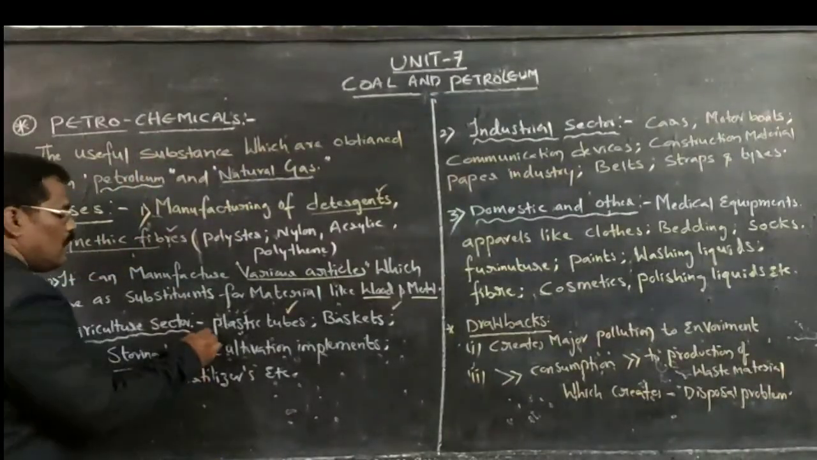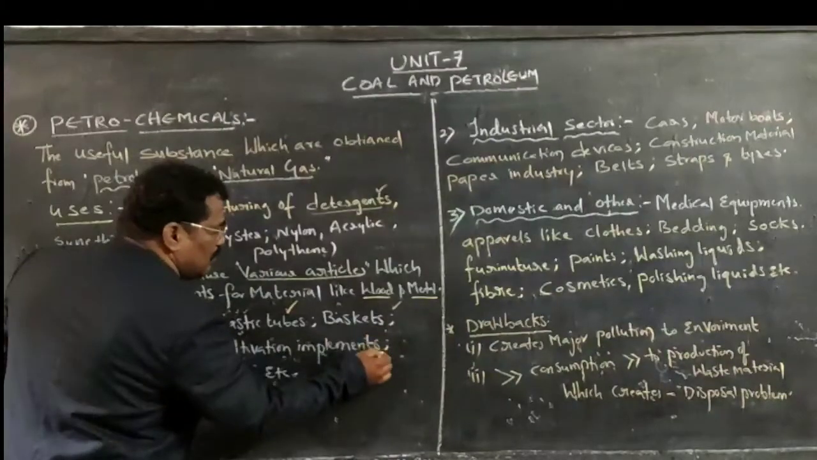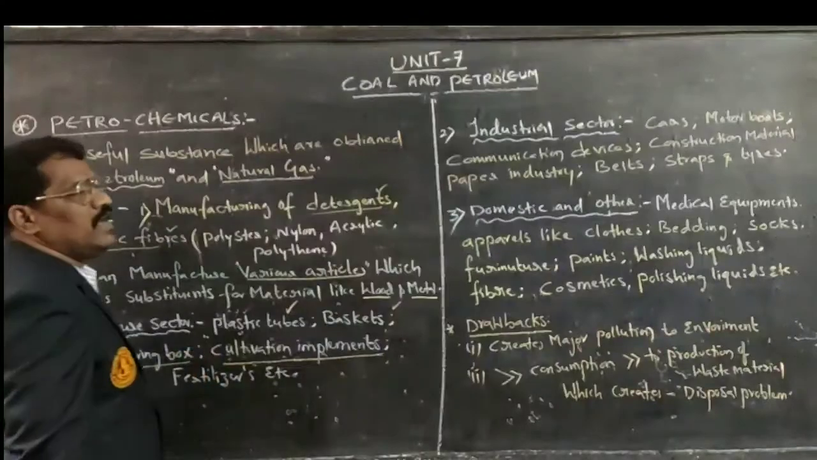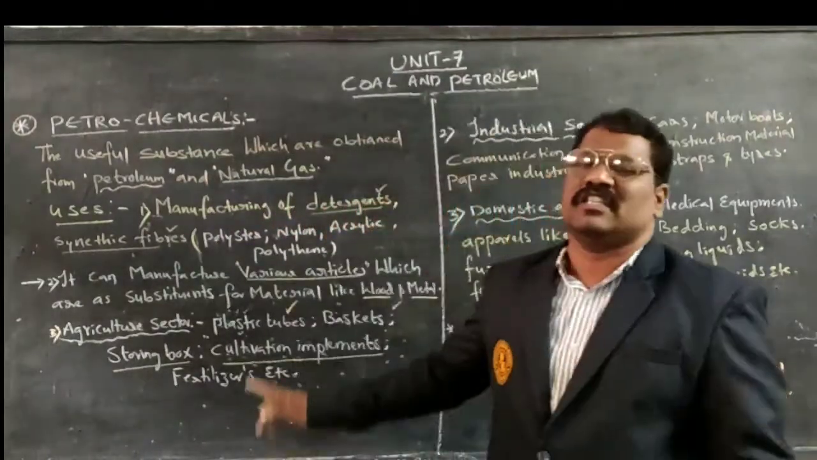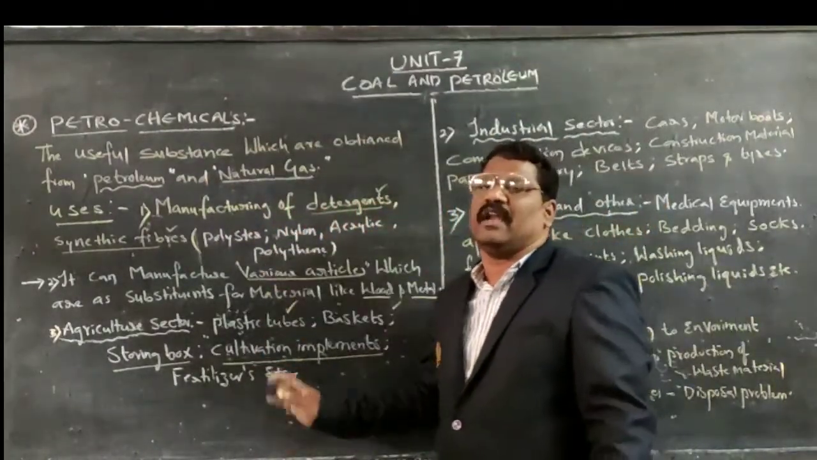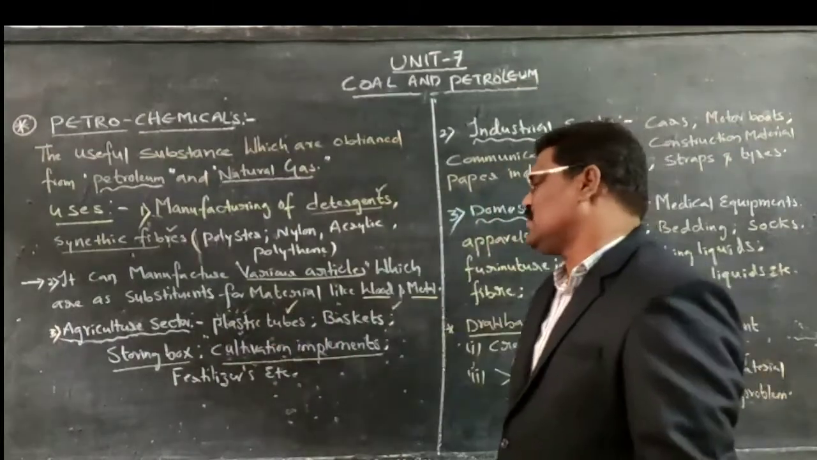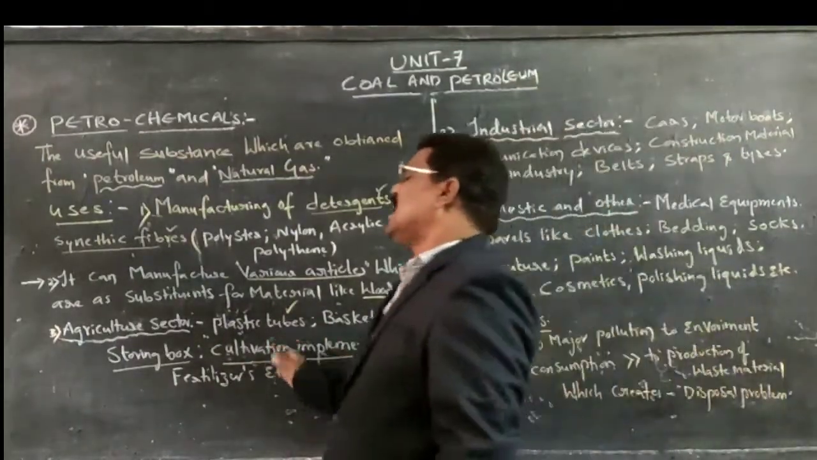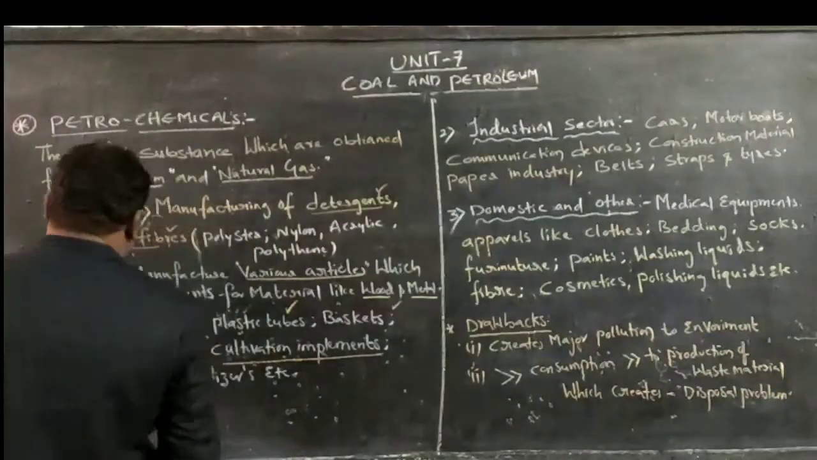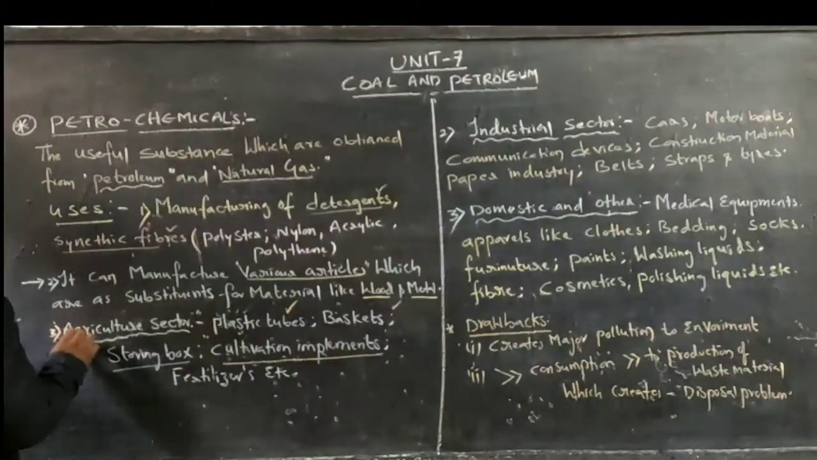Not only that, all the implements of cultivation. For cultivating purposes, whatever other implements are required, by using this petrochemical product we can prepare those substances. Fertilizers also can be prepared. These are some examples of where we can use it for agriculture purposes.